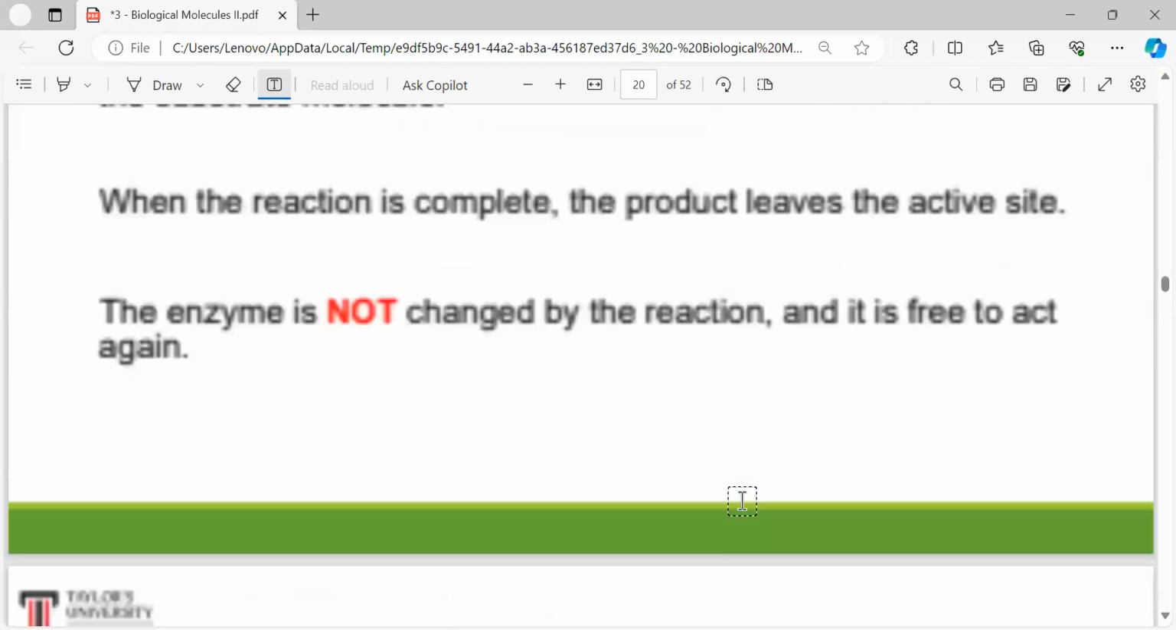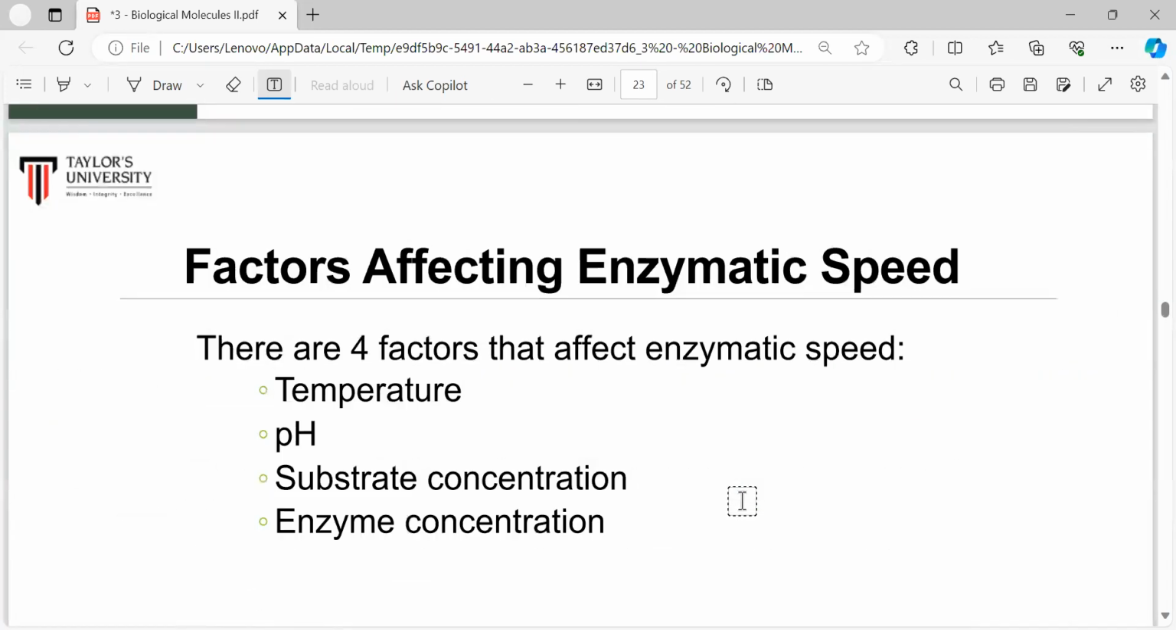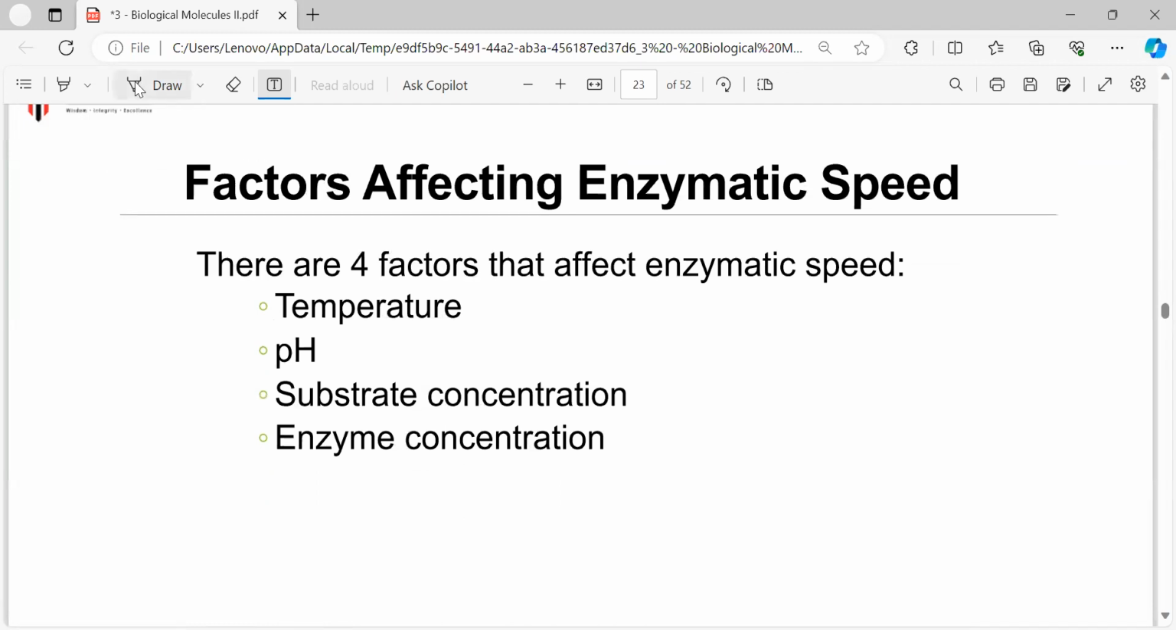And now I will skip this. These are not necessary, but you can read it. Now let's move to temperature, pH, and substrate concentration.